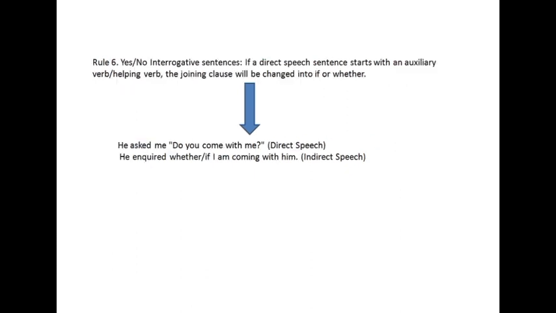So this is it. Rule number 6, yes/no interrogative sentences. If a direct speech sentence starts with an auxiliary verb, a helping verb, the joining clause will be changed into if or whether. So, the example, he asked me, "Do you come with me?" He inquired whether, we can use whether or if. He inquired whether I am coming with him. Or he inquired if I am coming with him.